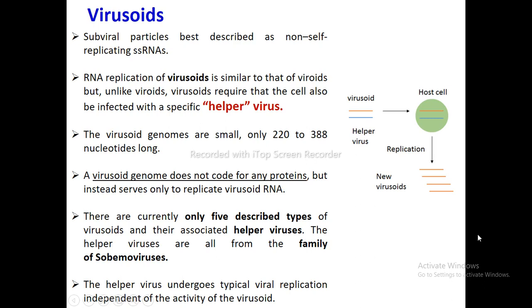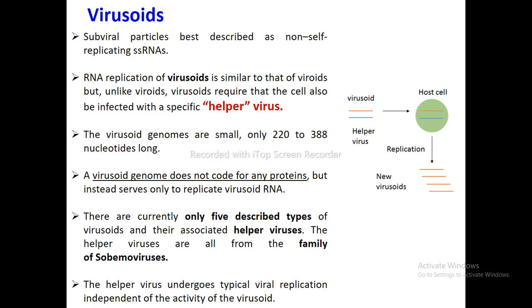Now the final or the last subviral particle that we are going to study is virusoids. As I already told you, virusoids are subviral particles best described as non-self-replicating single-stranded RNA molecules which require help of other viruses to replicate and to encapsulate themselves. Right, so they are dependent on helper viruses. Their genomes are small and they do not code for any proteins, and usually the helper viruses for virusoids come from the family Sobemoviruses.